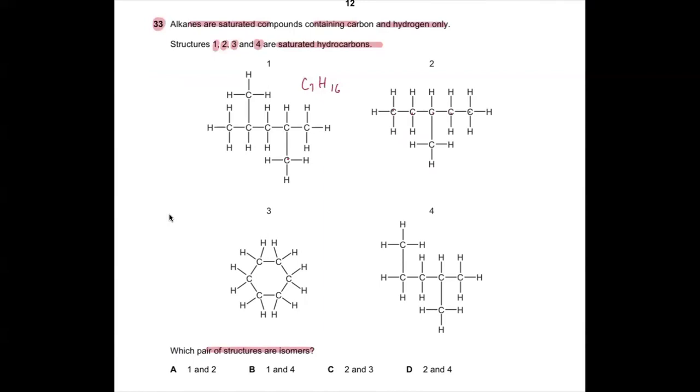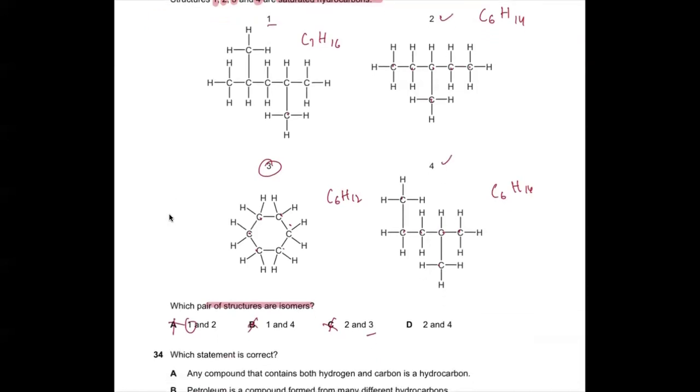1, 2, 3, 4, 5, 6. So C6. And then if you count the hydrogens, there are 14 hydrogens. 1, 2, 3, 4, 5, 6. So C6H14. And over here, 1, 2, 3, 4, 5, 6. So C6H12. So 3 is out of the league. 1 is out of the league. So it means the second and fourth are isomers to each other. So A, B, and C go wrong, and D is the correct answer.